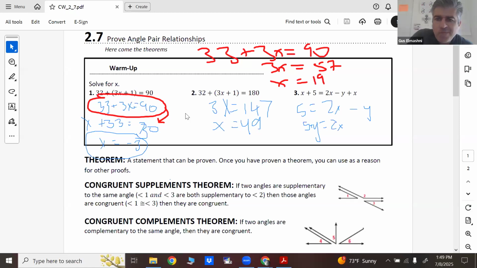Okay. Yeah, you got to divide by 2 afterwards here. Okay, let's keep moving.